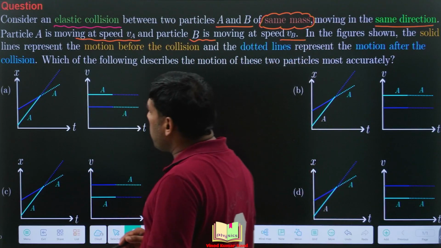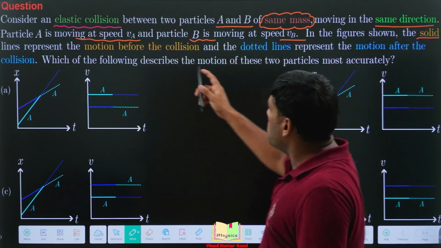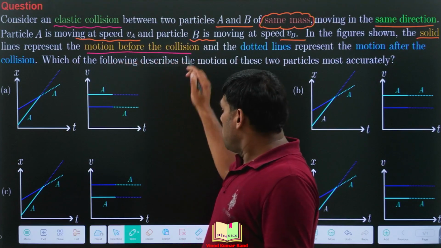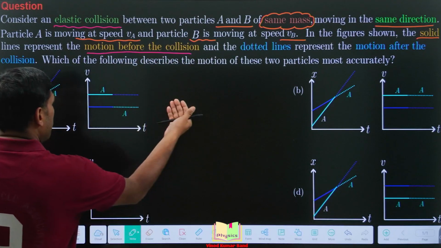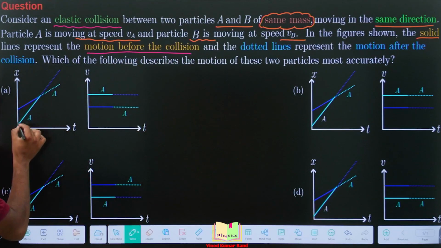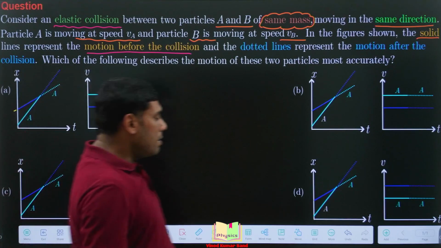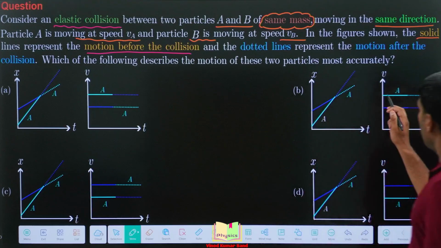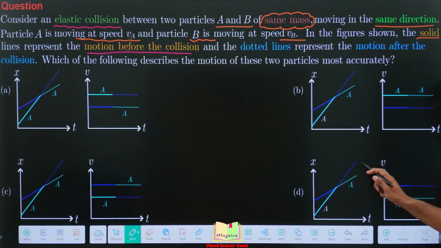In the given diagrams, the solid line represents the motion before the collision. Solid lines means we can see the segments of the graph, such as here, this is a solid line, this is a solid line. Then here are the dotted lines. Similarly, if we look at a few graphs here, this is a solid line, then here are the dotted lines.